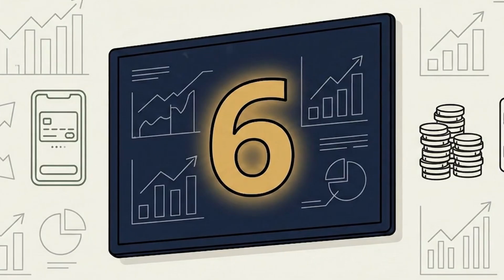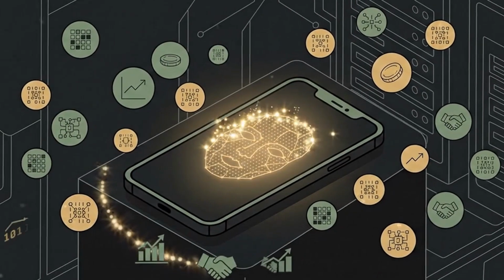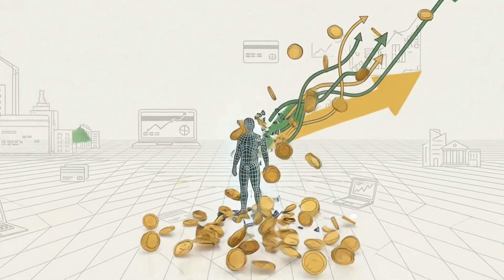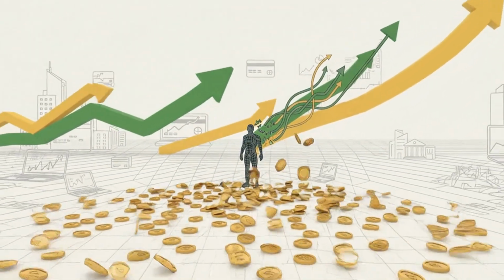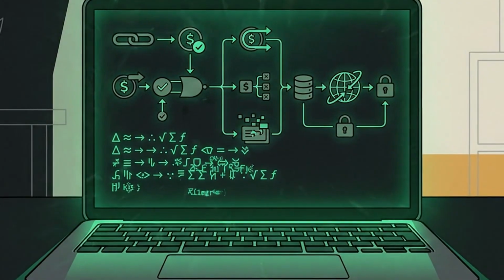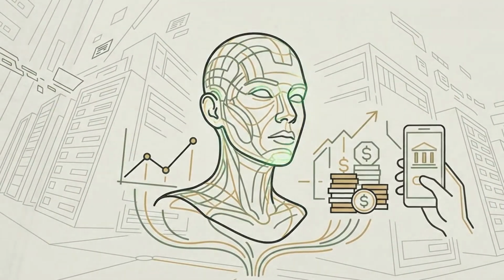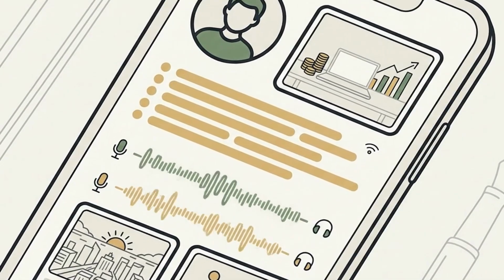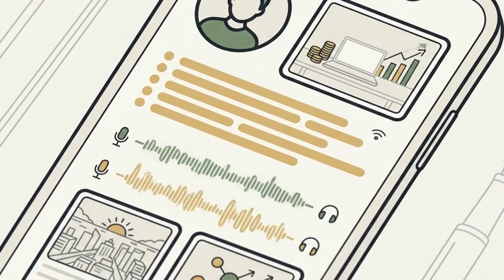Method 6. AI avatars. Now, what if we create a person who doesn't exist, and that person makes money? This isn't science fiction. A virtual influencer is a character generated entirely by AI. They have a realistic appearance, voice, personality, and history.